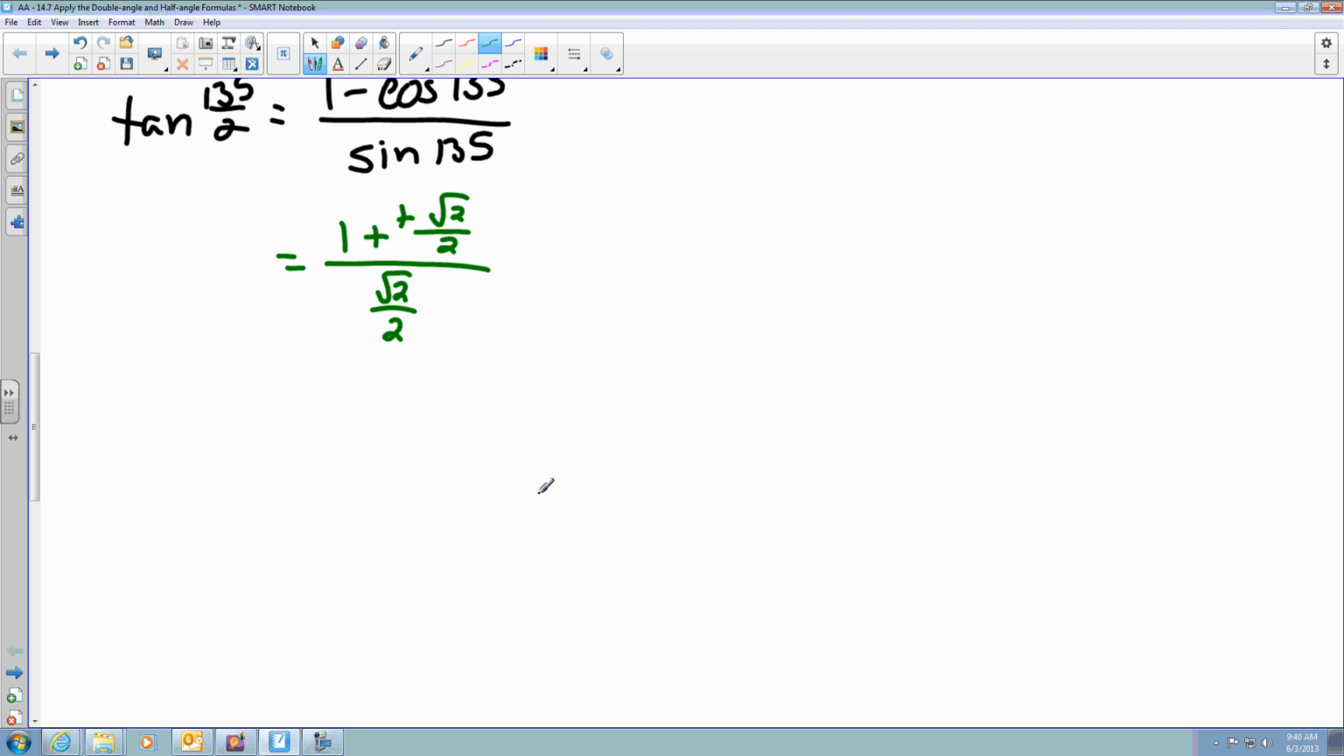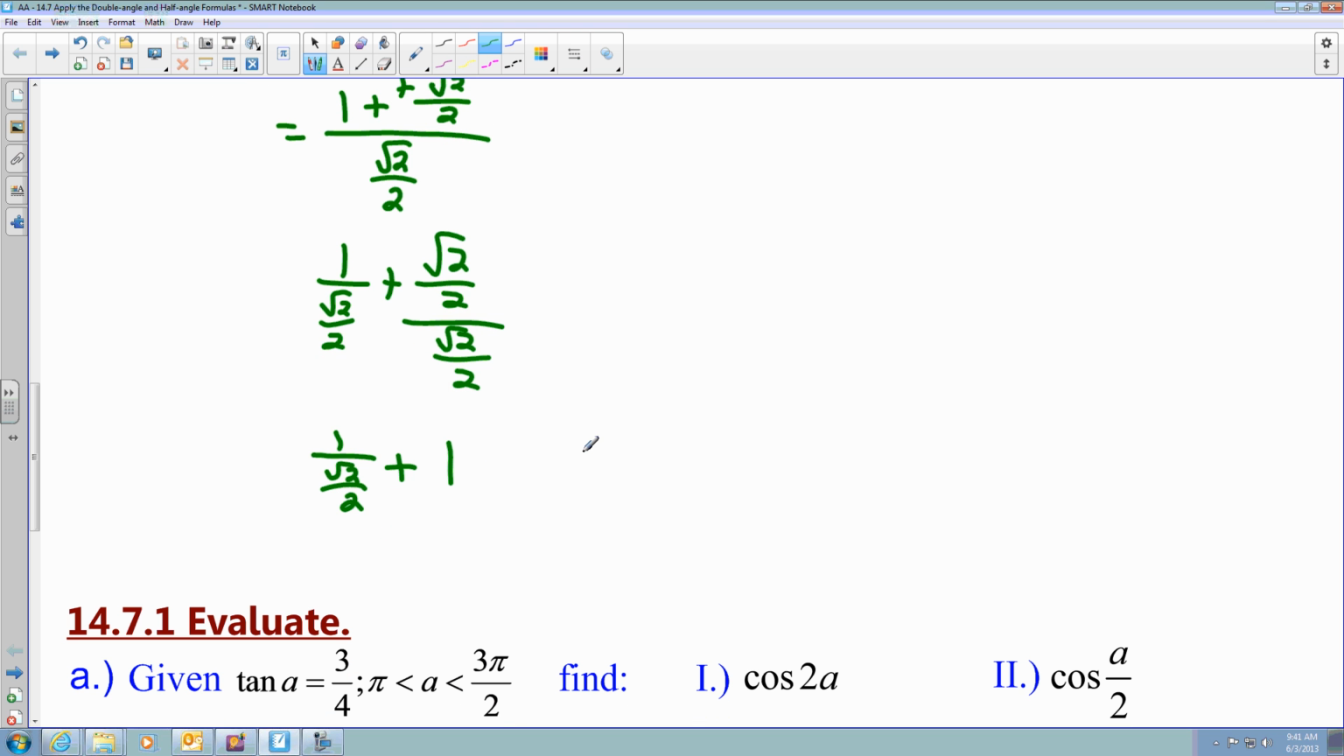So I'm going to break this up into two fractions. I'm going to say 1 divided by the square root of 2 over 2, plus the square root of 2 over 2 over the square root of 2 over 2. Looking at this second one here, square root of 2 over 2 divided by square root of 2 over 2 is going to give me 1. So now I'm just going to write this as 1 over square root of 2 over 2, plus 1. Now that I look at the first fraction, since I'm dividing it by another fraction, I can multiply it by its reciprocal.